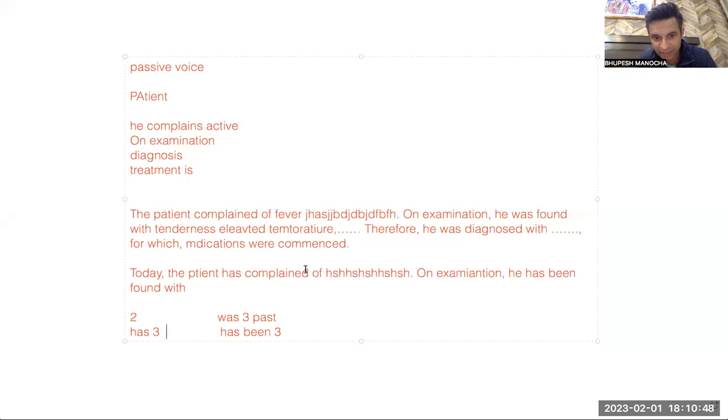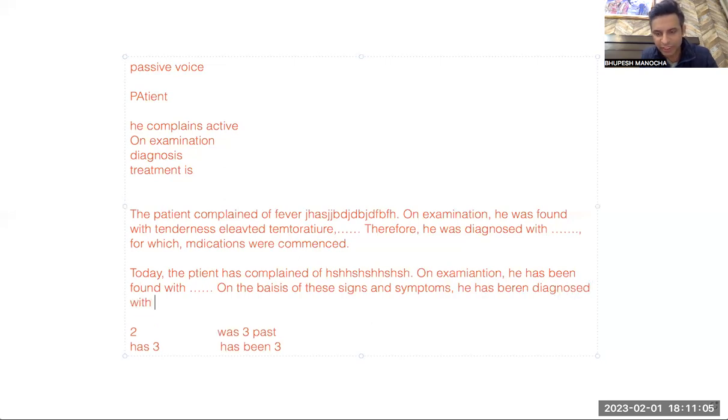So today the patient has complained of this thing. On examination, he has been found with this. On the basis of these signs and symptoms, he has been diagnosed with. So the only thing I am changing is this was into has been. The only change I'm making is, instead of was plus third form, has been plus third form. That's it. This is OET grammar.